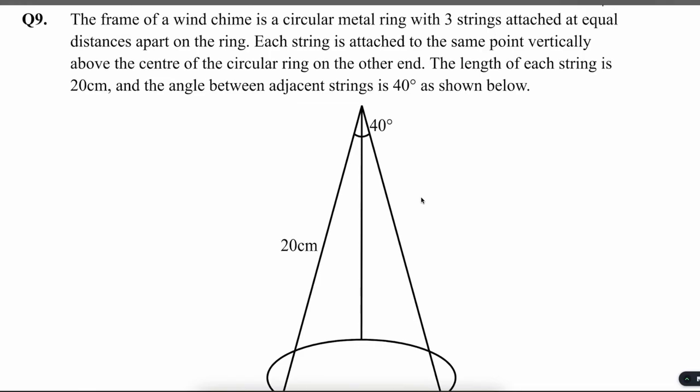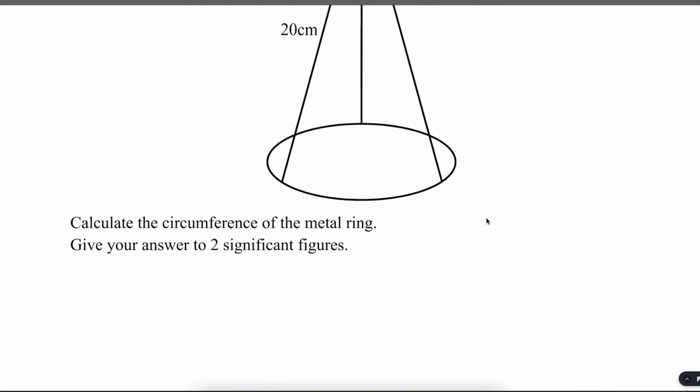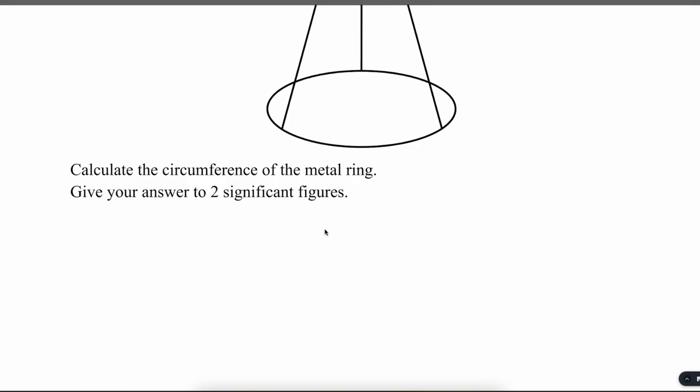Anyway, the frame of a wind chime is a circular metal ring with 3 strings attached at equal distances apart on the ring. Each string is attached to the same point vertically above the centre of the circular ring on the other end. The length of each string is 20 centimetres and the angle between adjacent strings is 40 degrees as shown below. Calculate the circumference of the metal ring. Give your answer to 2 significant figures.